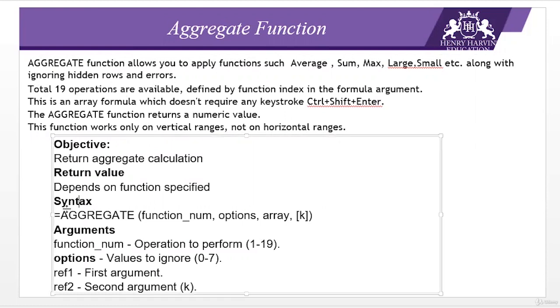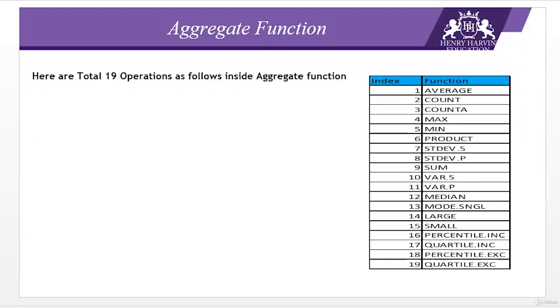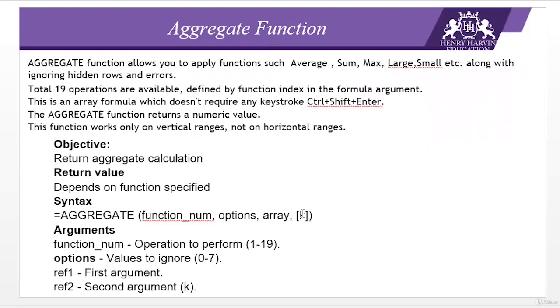You can see this is the syntax where we write AGGREGATE equal to function number. So guys, if I talk about function number, options, array, and k, what is k? If you apply the large function, small function, percentile, quartile, these are the functions, guys. Any function from 14 to 19, we require the k value.